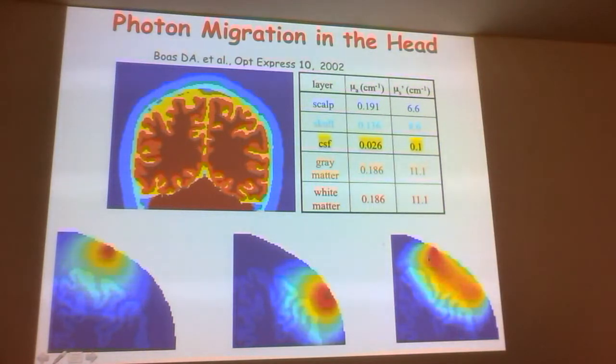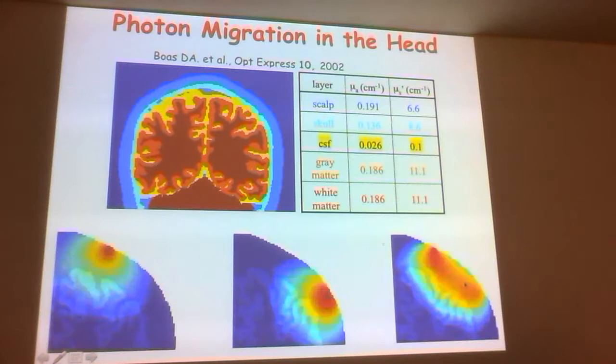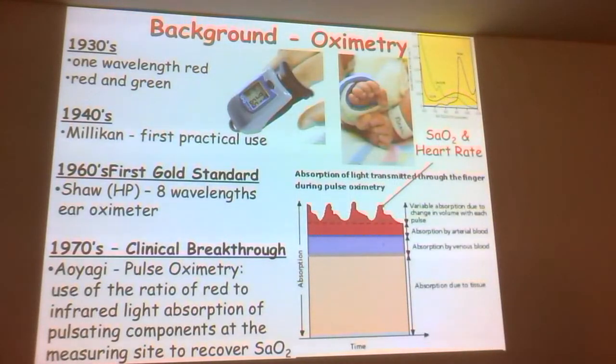So, as you can see here, and we'll come back to this more frequently, we're most sensitive really to the absorption changes in the scalp and skull. But we do have the sensitivity to the cortex underneath the scalp and skull. So these near-infrared spectroscopy measurements of brain activity really have their origin back in oximetry.